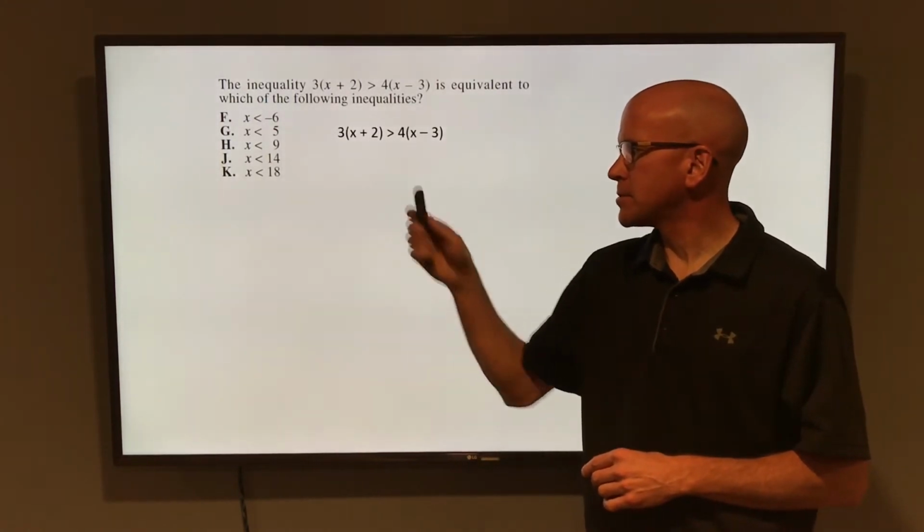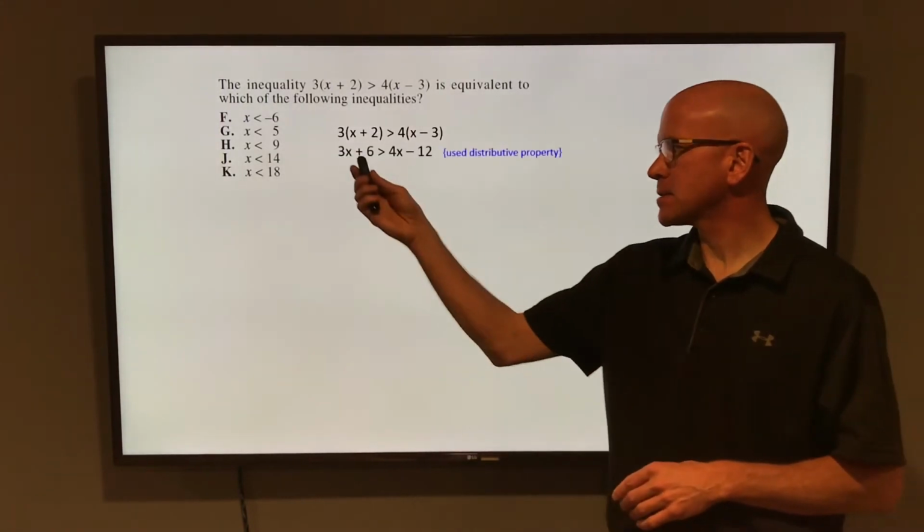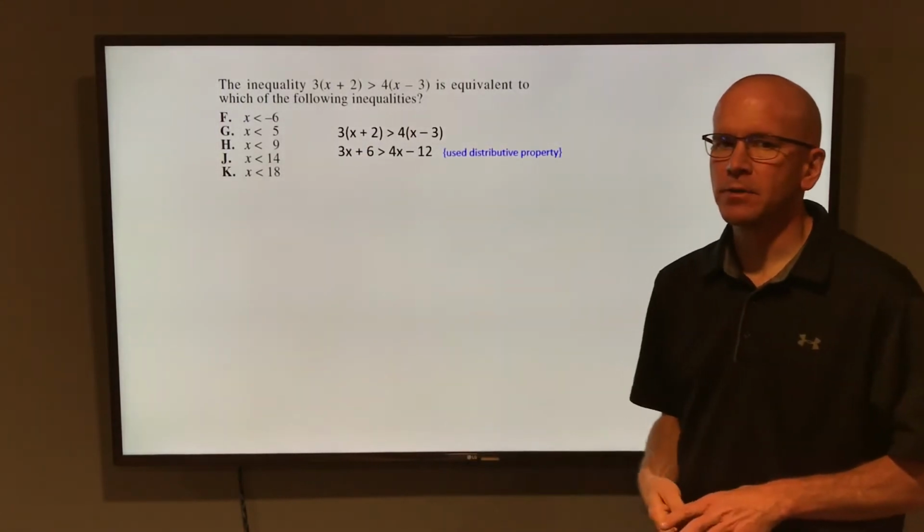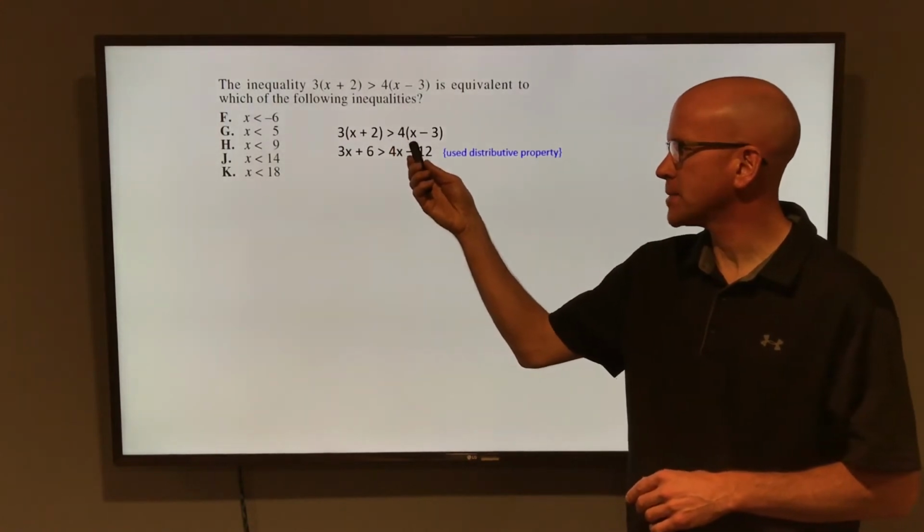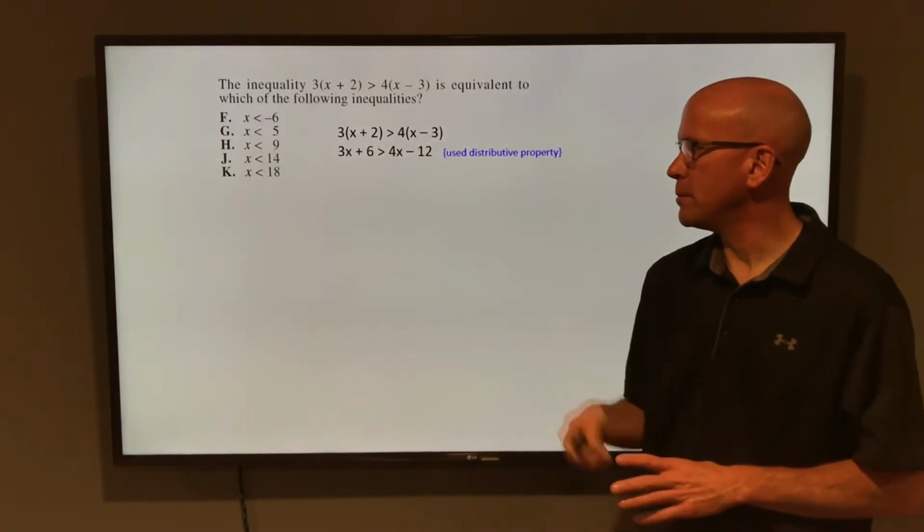To start off, use the distributive property. To 3, take 3 times x, that is 3x, and 3 times 2 would be 6. Then distribute the 4 through the second set of parentheses. 4 times x is 4x, and 4 times negative 3 would be negative 12.